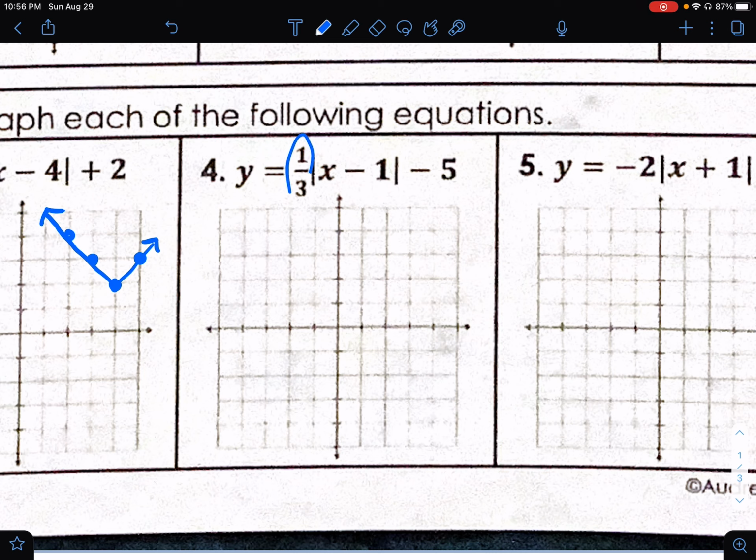So we have this 1/3. So we know that that is going to actually shrink or compress our graph. So it's going to get wider than the parent function. And then from this -1 and -5, we have a horizontal shift to the right 1, and we have a vertical shift down 5. And we know that we can get our vertex from those 2 numbers. We change the sign of that inside one. So 1, -5 is going to be our new vertex.